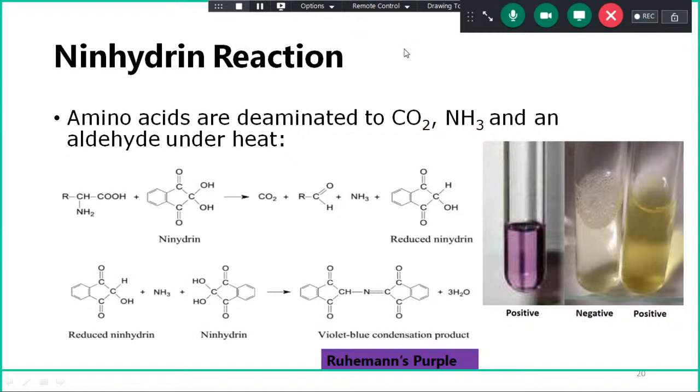Positive ninhydrin shows free amino acid. Wherever free amino acid is present or ammonia is present, the ninhydrin test will be positive. That is one of the major disadvantages of this test.